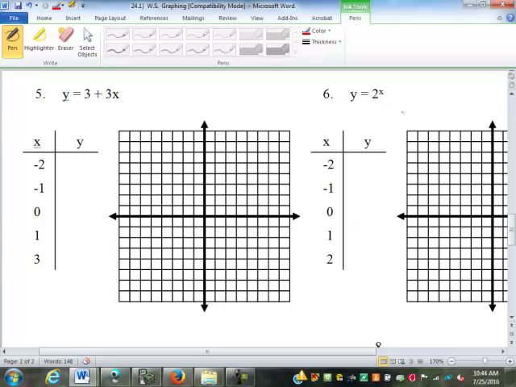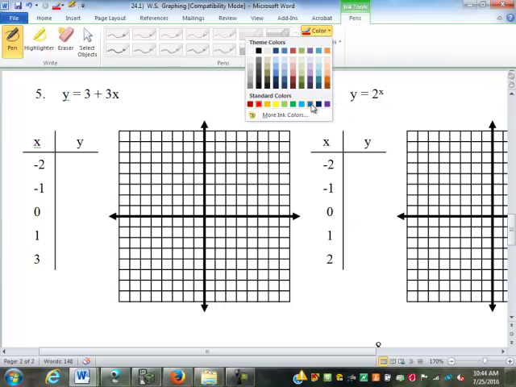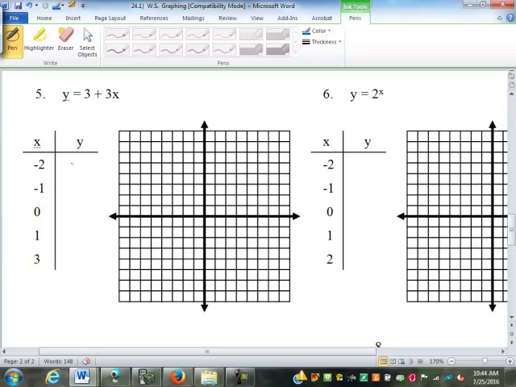Okay, so in the first one over here, if x is -2, what's y? -3, good. If x was -1, what's y? 0. If x was 0, what's y? 3. If x is 1, y is 6. And if x is 3, y is 9. So my first point, -2, -3, would be right there. I'm going to put that in red. Where's my next point?